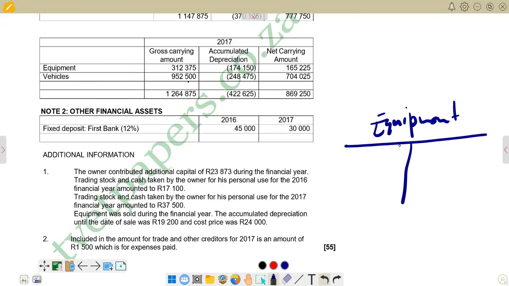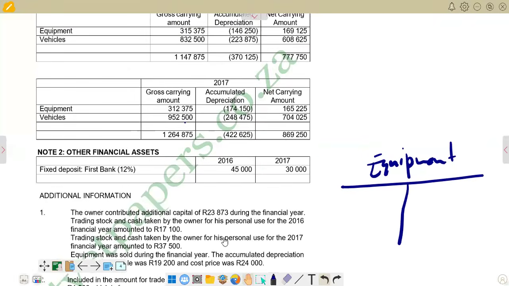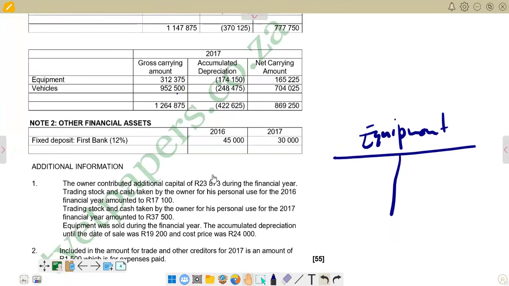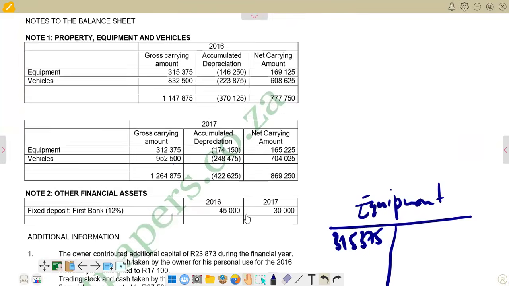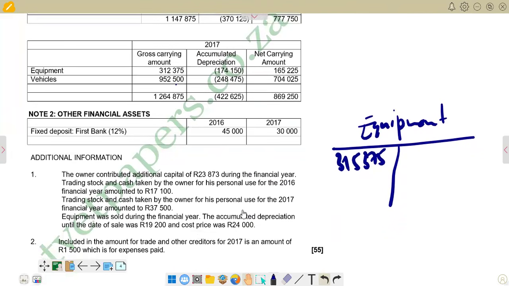And remember, the opening balance of gross carrying value will come on the debit side. So the balance that we have for 2016 for equipment is 315,375. So we are going to put it on the debit. And then anything that was disposed, at the cost price of that disposal, put it on the credit side. You'll see that we've got equipment that was disposed with a cost price of 24,000. So it means we are going to have 24,000 on the credit side.